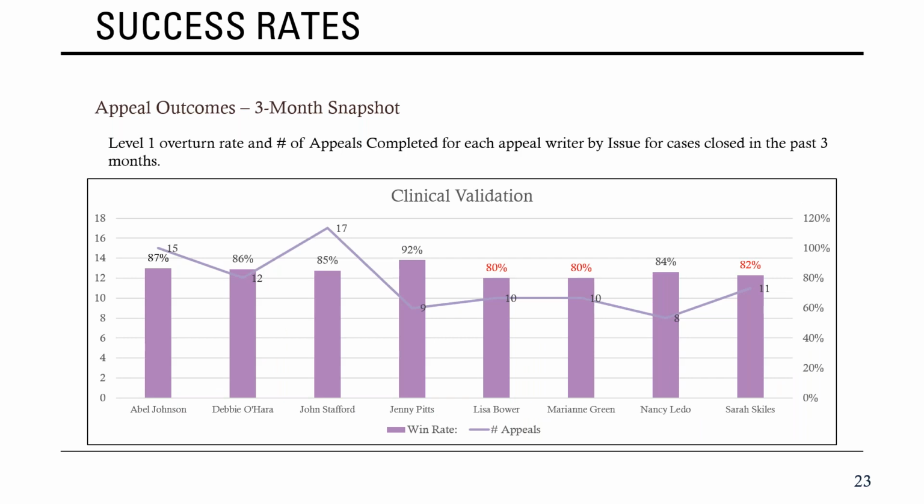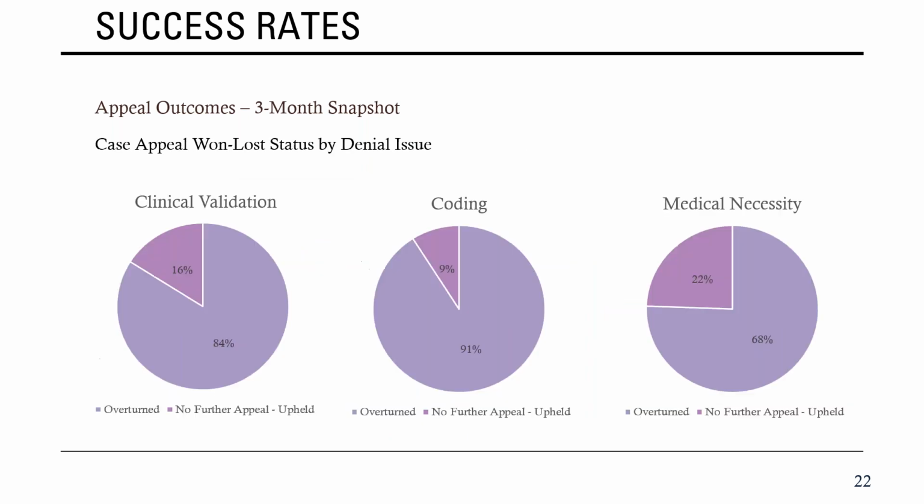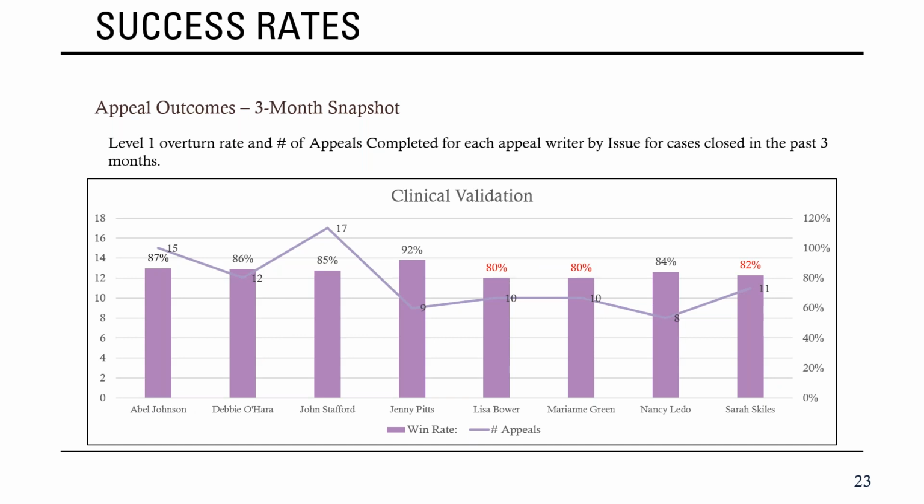So let's look at our clinical validation for our various staff members. In this particular snapshot, this is a 3-month snapshot, I see each of our appeal writers and what their success rate has been. Anything that's below our average success rate, which, let's go back to our slide, I think we said was 84% for clinical validation, is going to show up in red. So we can very easily see the 3 appeal writers who are below the average, and then everyone else who's above the average. Now, they're not too far below the average, so I'm not too concerned about that.